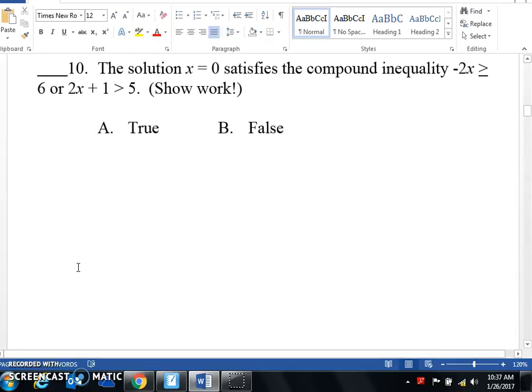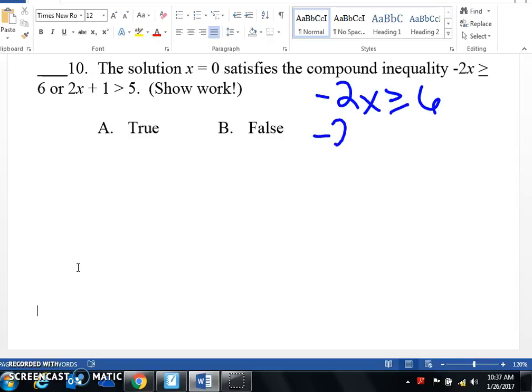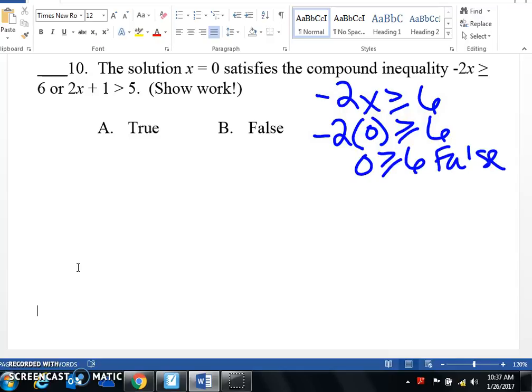Next one. The solution x equals 0 satisfies the compound inequality, true or false. All right, all you got to do is plug in. And remember, when you plug in, you use parentheses. So the first one is negative 2x is greater than or equal to 6. So we're going to plug in 0. Okay, so that is a false statement. So that is not true for this one.